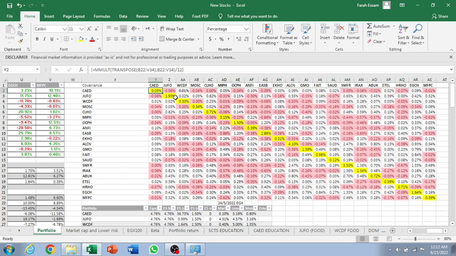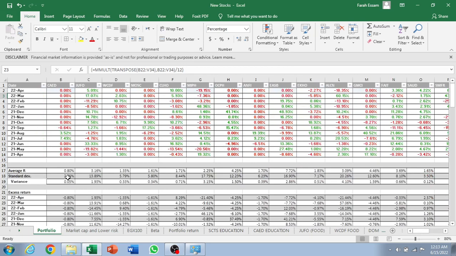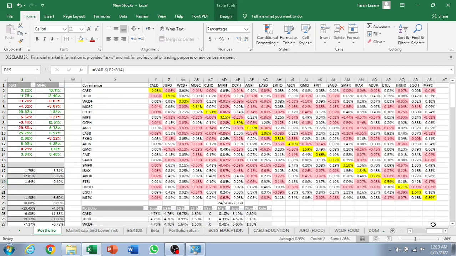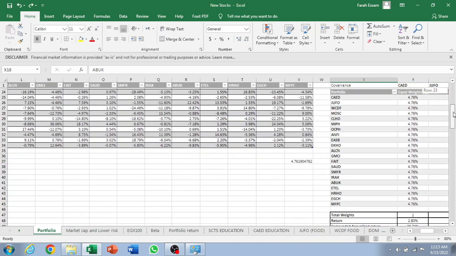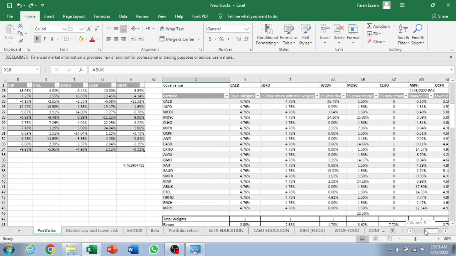To make sure that I am moving in the right direction and I have the correct values, I had to check these. So for example, Jufu here is having a covariance of 1.93 and CAED has a covariance of 0.05%. So if we get back here, we're gonna find that this is exactly the same as their calculated variances, so everything is correct. After building my variance covariance matrix, I started to work on my portfolio weighting strategy right here.